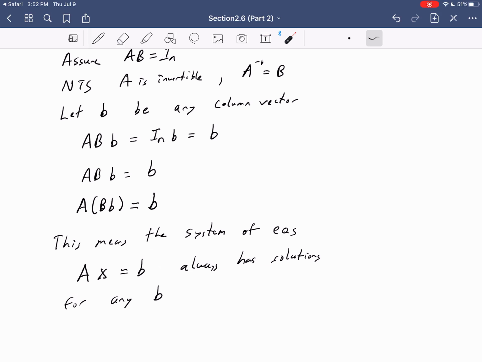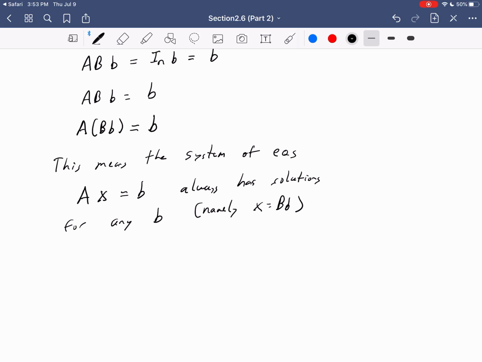How do I know that? Because if I plug in big B times little b for x, I would get A times big B times little b, and we know that that's equal to b. So that means this system of equations always has solutions, namely x equals capital B little b. Now, this doesn't mean that for some b this has solutions. This means that for any b, this has solutions. Well, it turns out this means that the rank of A is equal to n.